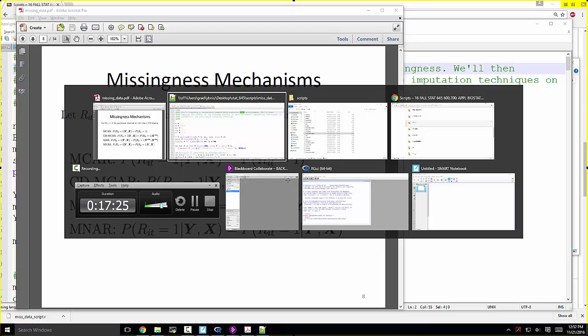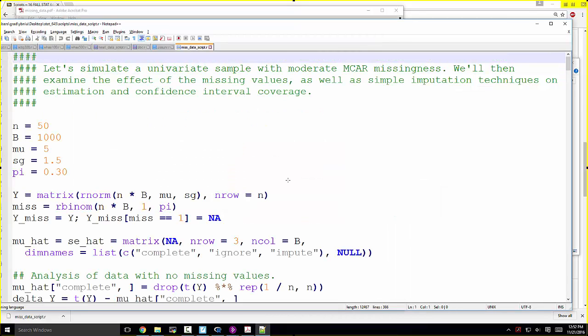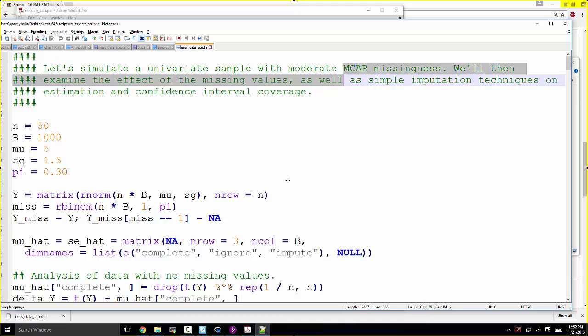Okay, so before we go further in the notes, let's just look at some examples of what missingness does. I'm going to simulate first in the script a univariate sample. So we're just going to be interested in estimating a mean. We have data from some population with a mean and a standard deviation. Let's try to do inference on the mean when some proportion of the data is missing.